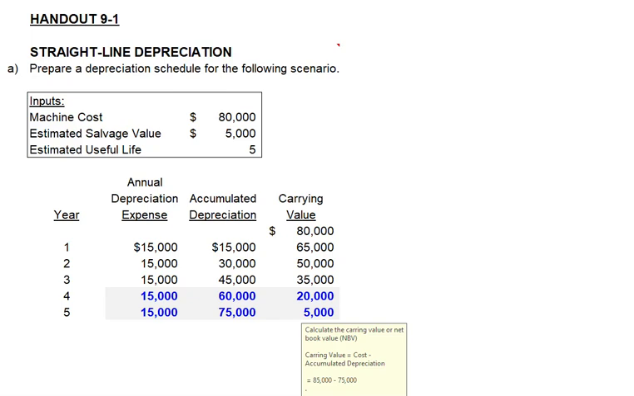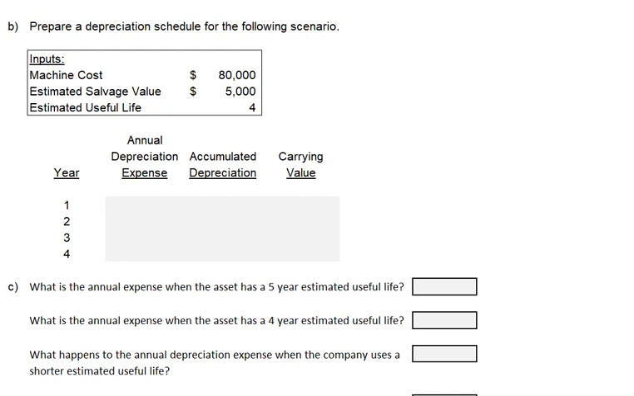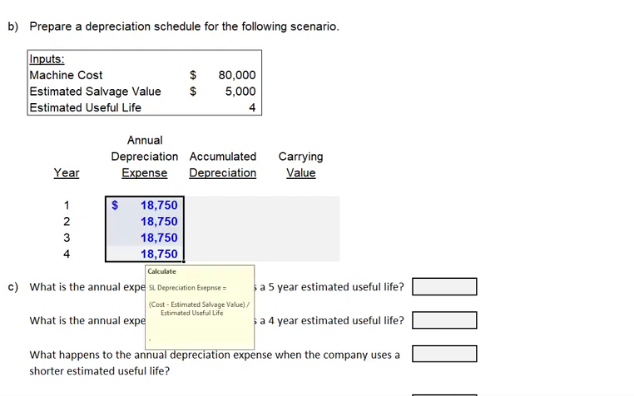Let's go ahead and walk through another example. In our second scenario, we have the same piece of equipment with an $80,000 initial cost and $5,000 estimated salvage value. But this time we have an estimated useful life of 4 years. So we want to take that same cost of $75,000, the difference between our machine cost and our estimated salvage value, and now we want to spread that over a 4-year useful life. So we get an annual depreciation expense of $18,750 per year for 4 years.